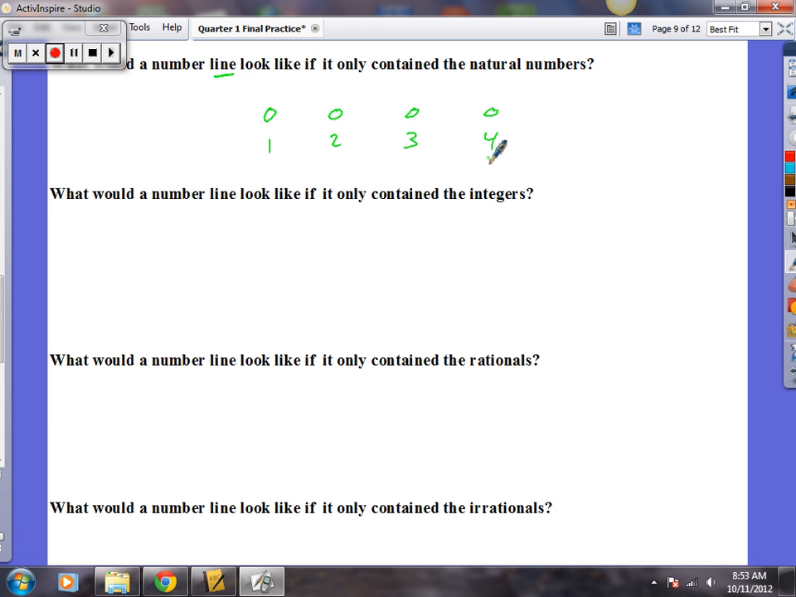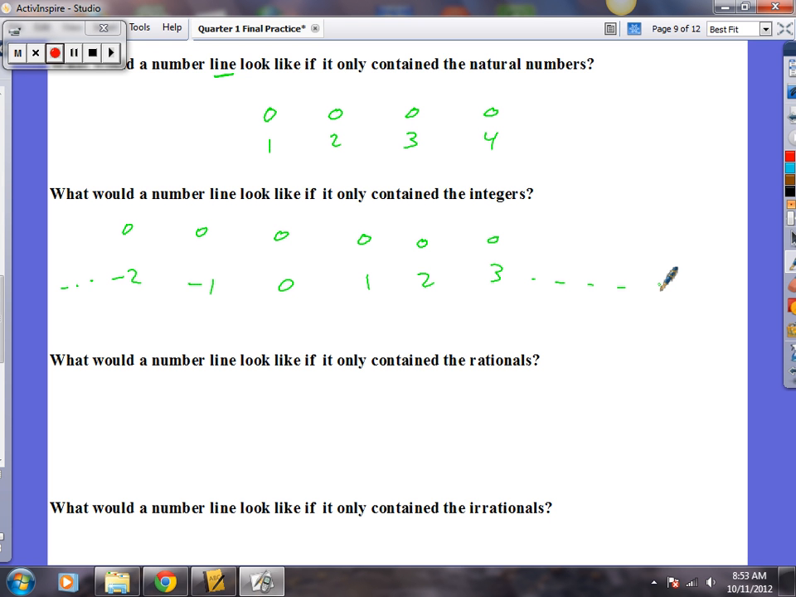What would a number line look like if it contained integers? You would have the same points as before, a point at 1, a point at 2, a point at 3, but then you'd have some more to the left. You'd have a point at 0, a point at -1, a point at -2, but there's going to be nothing between those numbers. They're just kind of like random points in space.